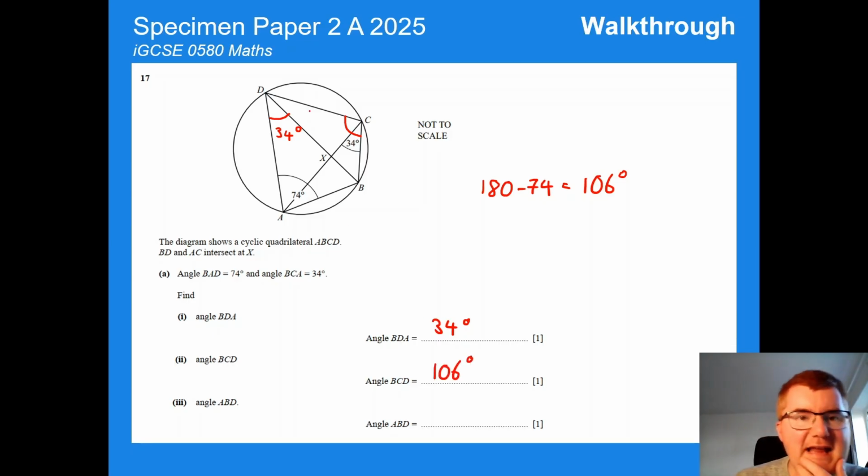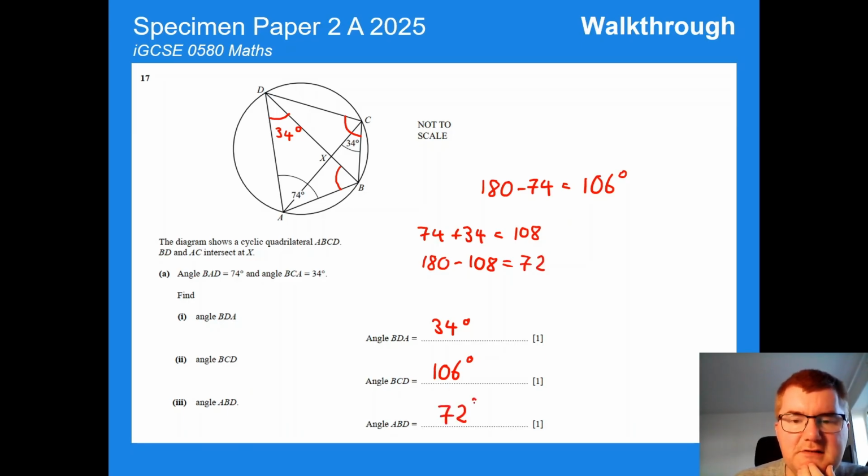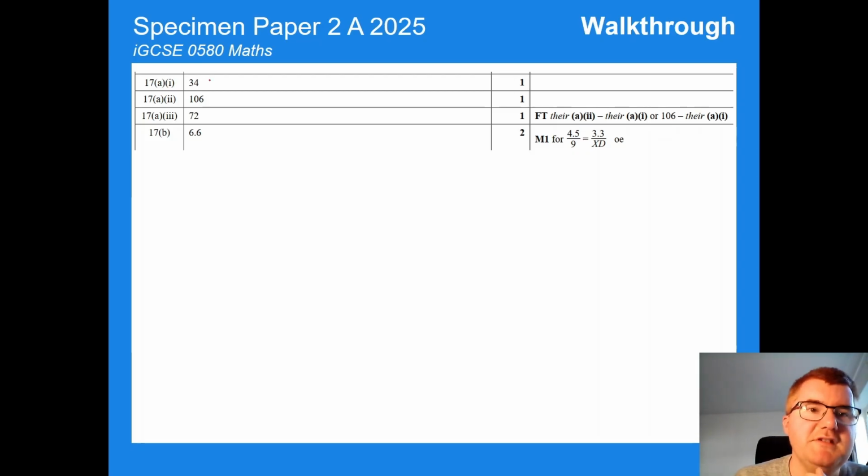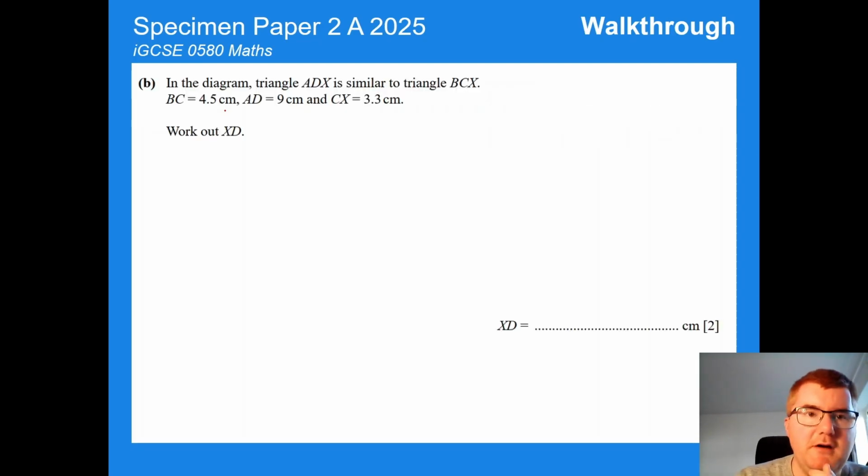And then finally ABD, which is the one down here. This looks like a trick question, but it's just angles in a triangle. So we have 74 plus 34, that's equal to 108. 180 minus 108 is equal to 72. So we get 72 degrees. So 34, 106, and 72. Perfect. In the diagram, triangle ADX is similar.